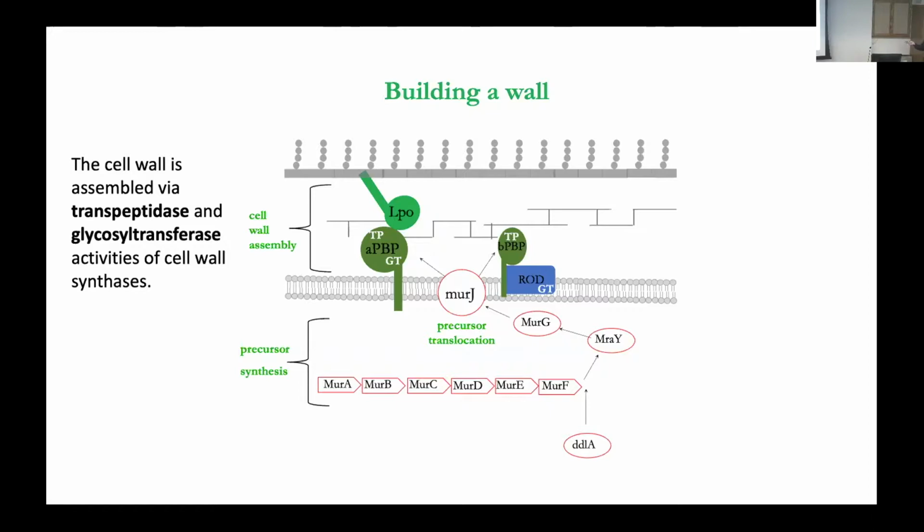On the other side, we have the rod complex, which is a bit simplified here. It's more than just this one protein. There are a lot of proteins in this complex, but the main ones are RodA, which possesses glycosyltransferase activity, and a bPBP, a class B penicillin binding protein, which only has transpeptidase activity. And of course, one of the big questions in the field is, why these two? Why do we have two very different enzyme complexes that do exactly the same thing?